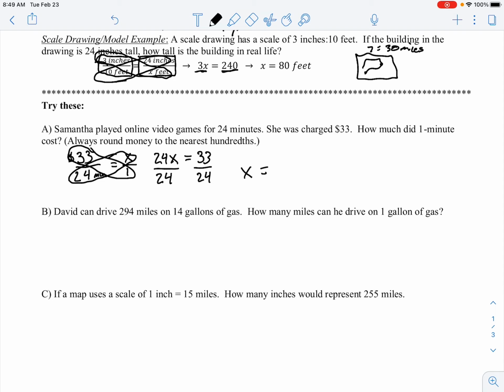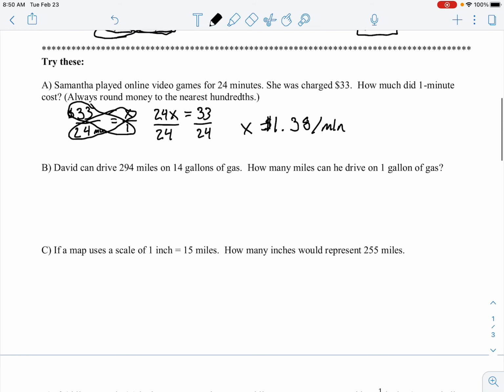$33 divided by 24 is 1.375, but we're rounding to the nearest penny because pennies are the smallest amount of money we have, so that'll round up to $1.38 per minute. So with these ones, instead of just giving a unit as in $1.38, we're going to give our units as rates here. So x is equal to, each minute is going to cost $1.38. So we're breaking it down into a unit rate here.